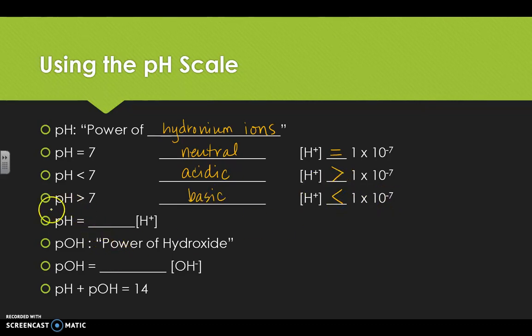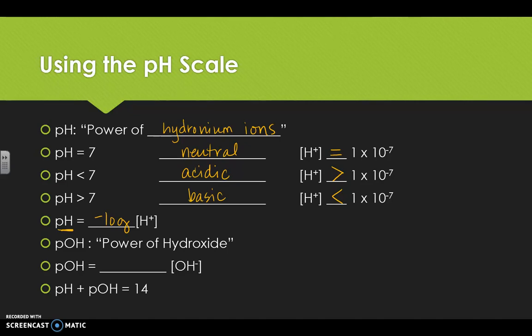The equation that we use to solve for pH is the negative log of the hydrogen ion concentration. So if you want to solve for pH, you have to have the hydrogen ion concentration, and you're going to plug it into your calculator. Each calculator is different, so double check your work, and if you can't get the answers, bring me your calculator so I can help you find it, because different calculators work different ways.